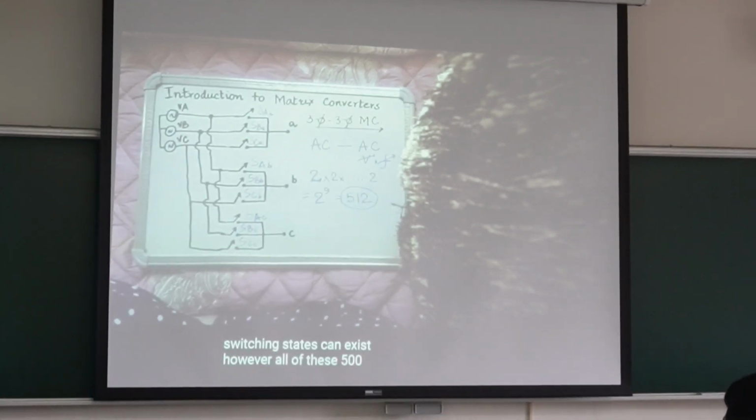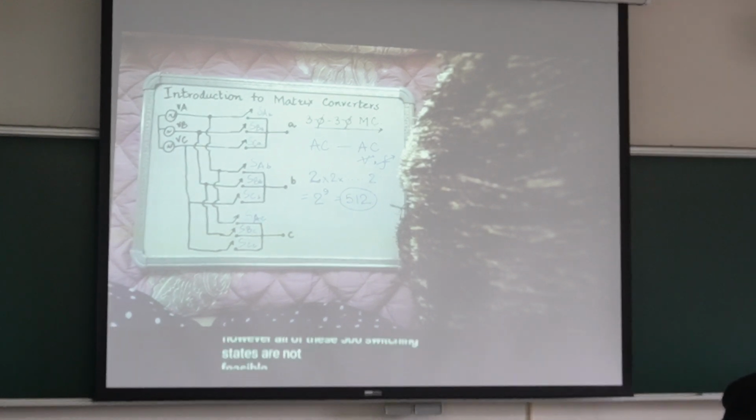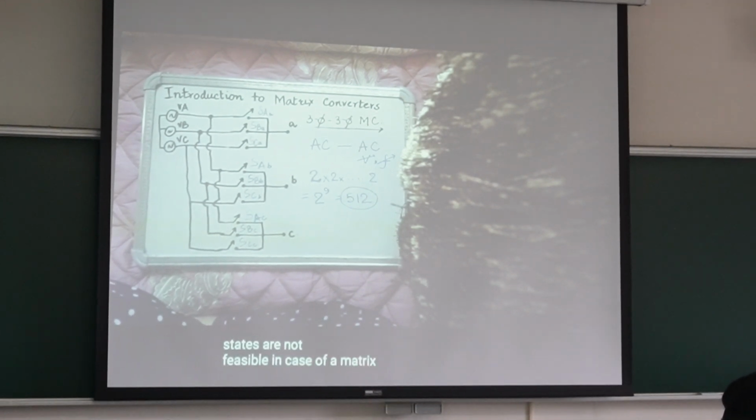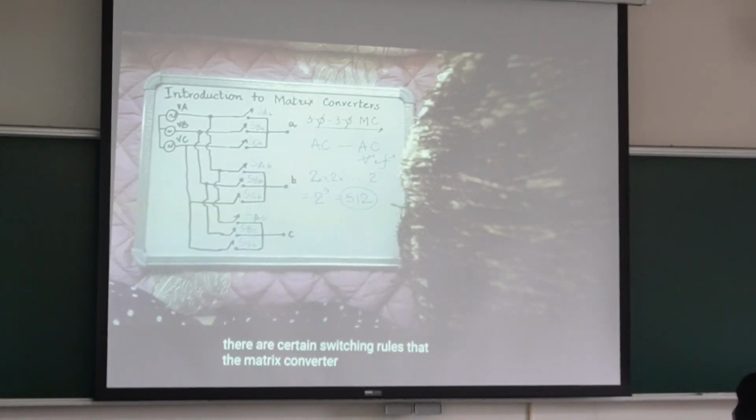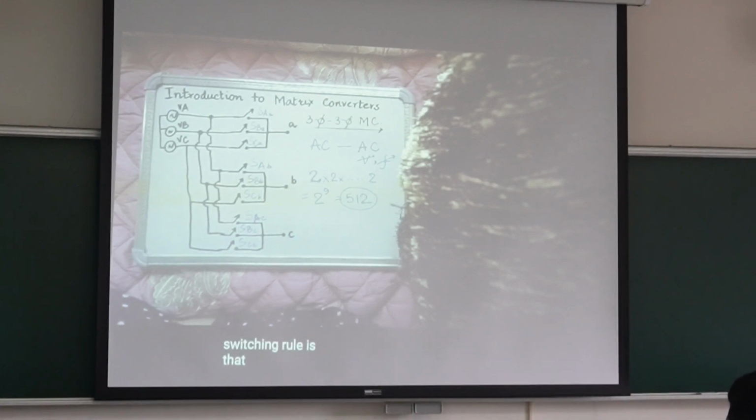However, all of these 512 switching states are not feasible in case of a matrix converter. There are certain switching rules that a matrix converter has to follow.